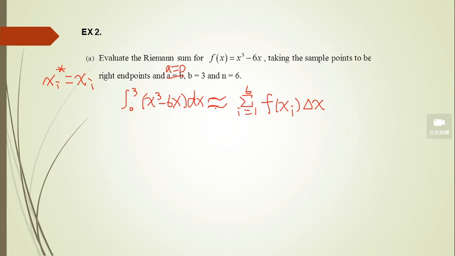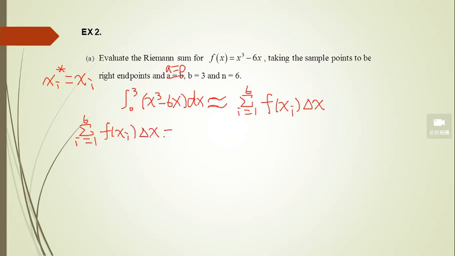Now, take the right-hand point. Take the right-hand point, okay? Then we need to expand this Riemann sum using 6. n is 6, which means 6 rectangles, okay? 6 rectangles, delta x, right?